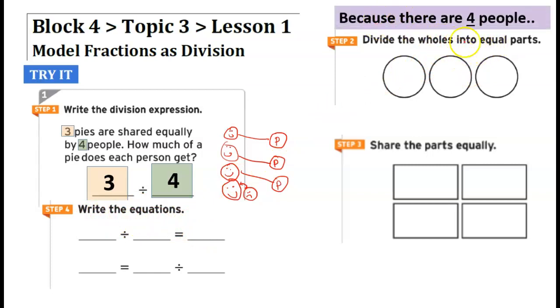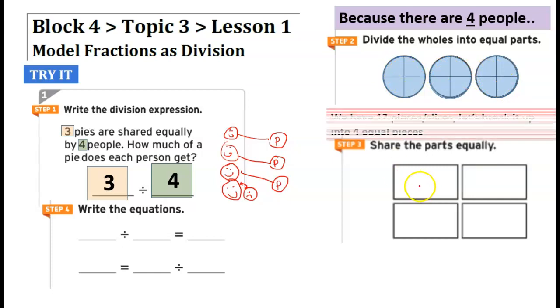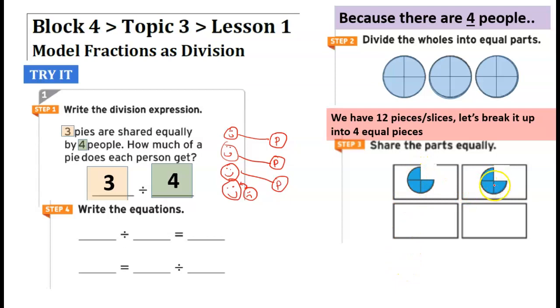So because there are 4 people, we'll be dividing these circles into 4 pieces. So everyone gets 1 of each. So as you can see here, I have 1, 2, 3, 4, 5, 6, 7, 8, 9, 10, 11, 12 pieces. So let's break it up into 4 equal pieces. Go ahead and pause here and see if you can do that before you see what the result would be. And that should be that person getting 3 slices, 3 slices, 3 slices, 3 slices. So no one gets a whole pie, just 3 slices.